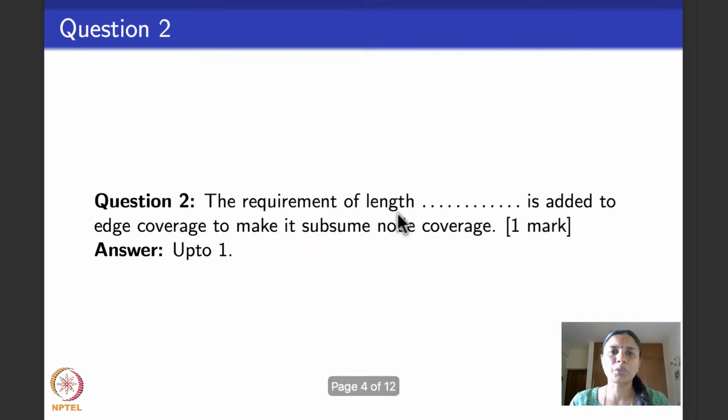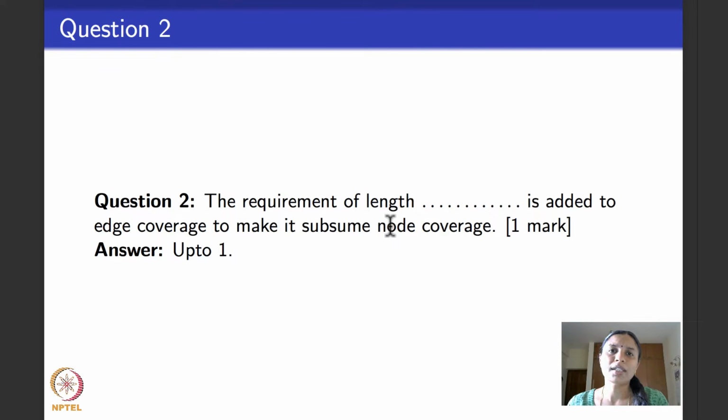Now moving on to the second question. The second question was a simple fill in the blank question. It asks the following: the requirement of length dash should be added to edge coverage to make it subsume node coverage. The answer is requirement of length up to 1. If you remember what edge coverage is, the test requirement or TR for edge coverage said you cover all the edges of the graph. So all the edges of the graph means all paths of length exactly 1. So I don't keep it as exactly 1, I make it as length up to 1 because I want edge coverage to subsume node coverage.